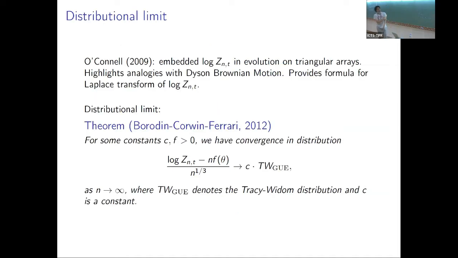In particular, in 2009, O'Connell embedded this problem into a triangular array, and he connected it to Whittaker functions, and he showed that it really has this Gibbs line ensemble property that allows you to basically write down a contour integral, or a formula at least, for the Laplace transform of log of z and t. And a slight modification of this formula was used by Borodin, Corwin, and Ferrari to actually show that once we remove this n times f theta, this first order behavior, and we scale by n to the 1/3, then we get the Tracy-Widom GUE distribution. So this is using really the full integrability of the model.